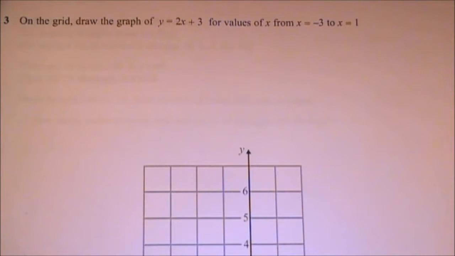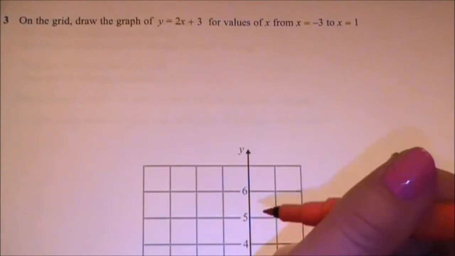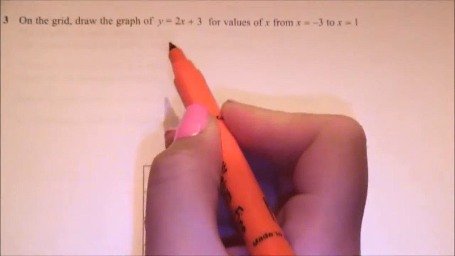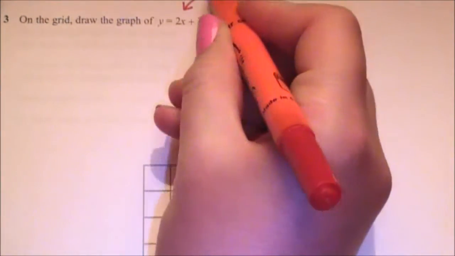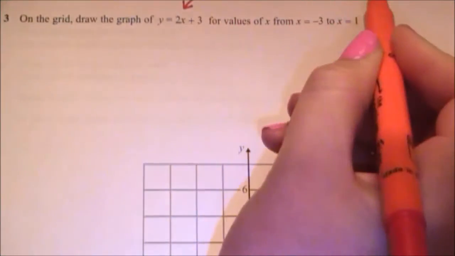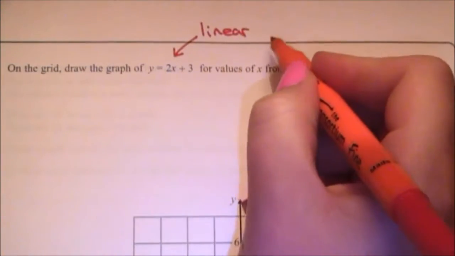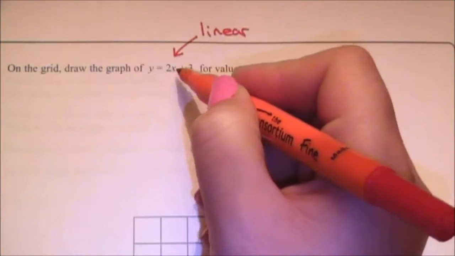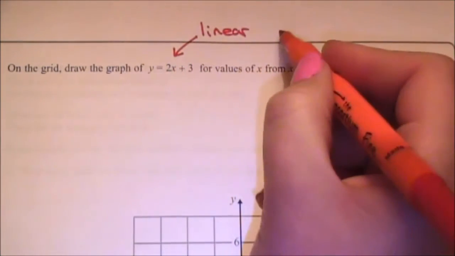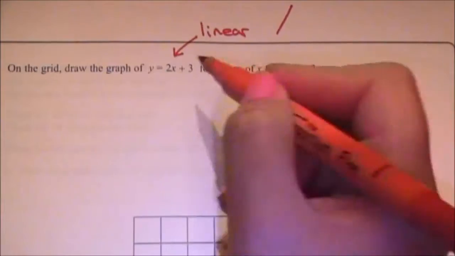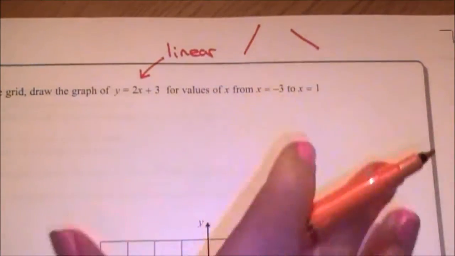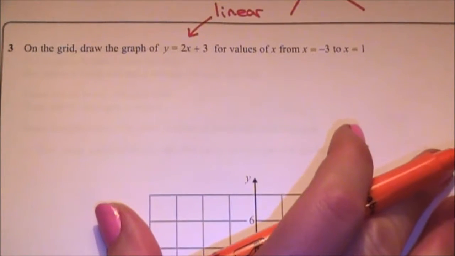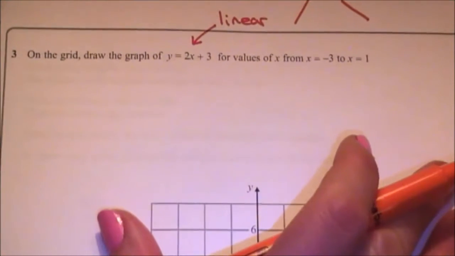Question 3 is asking you to draw a straight line graph. Now it doesn't ask for a straight line graph in the question at all. It just says draw the graph of y equals 2x plus 3. However, I know that this is a linear equation and therefore it's a straight line. Because that number there is a positive, it's going to be going uphill. If that 2 was a negative, it would be going downhill. But that's why I know it's a straight line graph, because it's a linear equation.